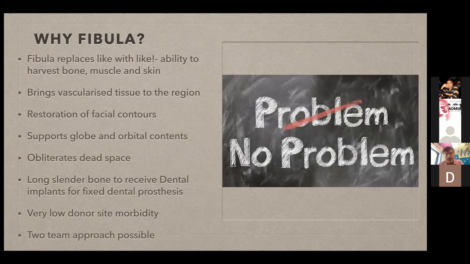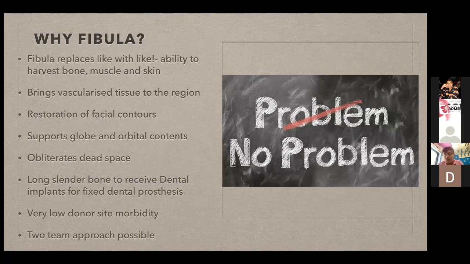So we are not worried about the vascularity of the recipient site. It helps in restoration of the facial contours. It supports the globe and orbital content. As we said, the peroneus and the flexor hallucis longus muscle supports the orbital content, and it obliterates the dead space.